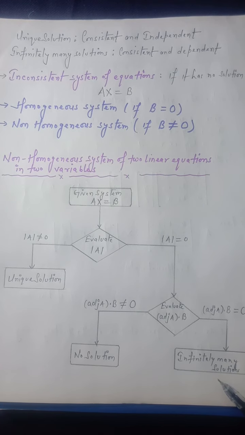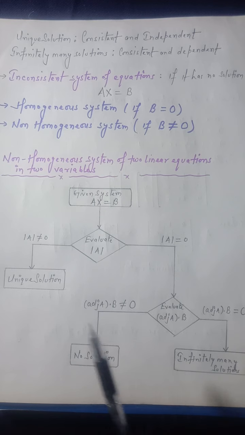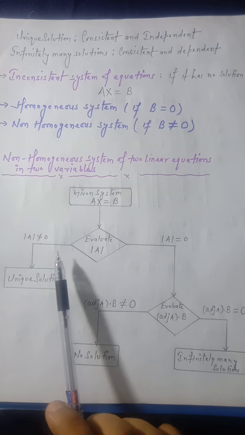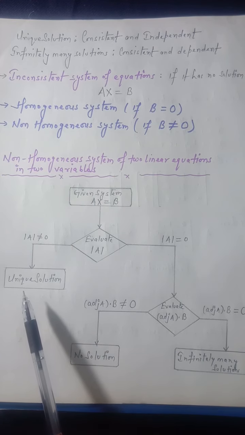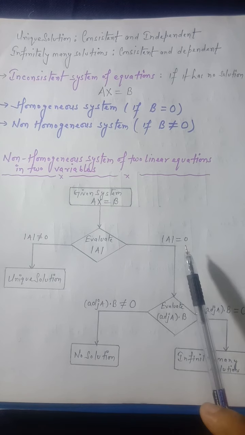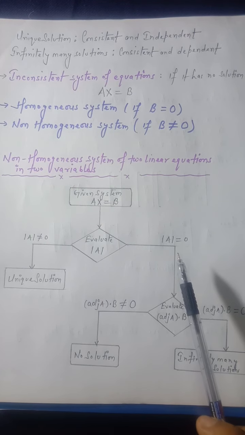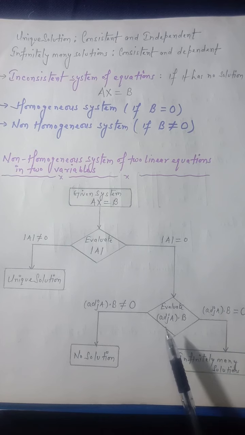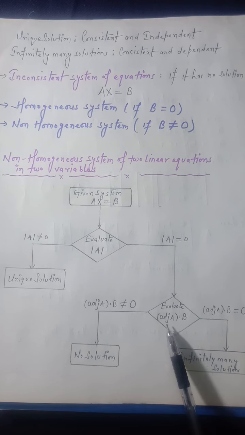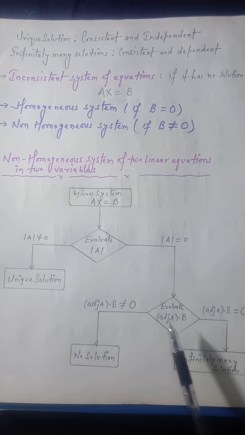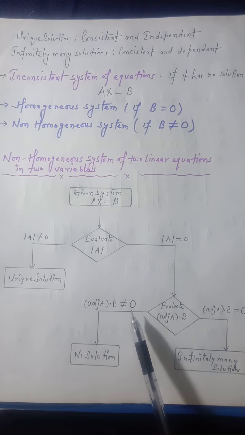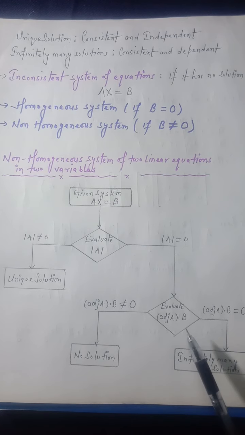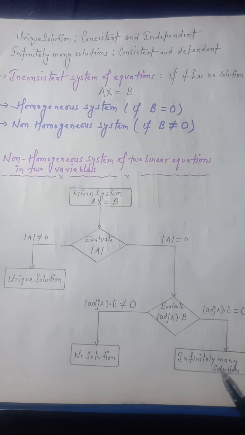So two possibilities are there. When the determinant of A is non-zero, then a unique solution exists. But in case of 0, you have to take one more step and calculate adjoint of A into B. If it is a non-zero matrix, then no solution, or if it is a null matrix, then a solution will exist and it will be infinitely many solutions.